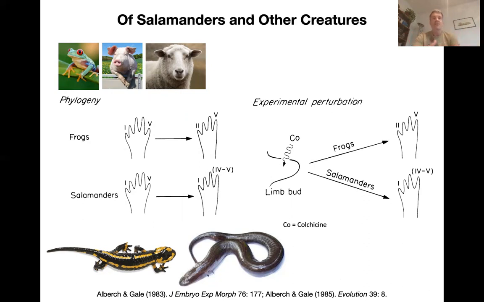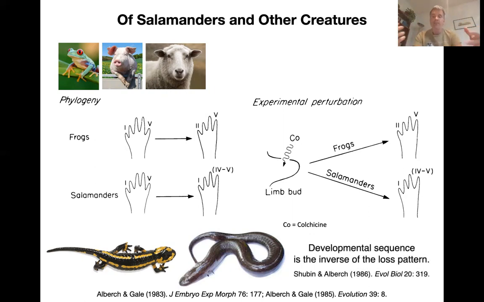While if you do this in pigs or sheep or frogs that also have this other pattern, so the only animal group that has this unusual pattern are salamanders, okay? So it's 1, 5, 2, etc. Okay, a completely different pattern of reduction. So basically, the developmental sequence is the inverse of the loss pattern in phylogeny.